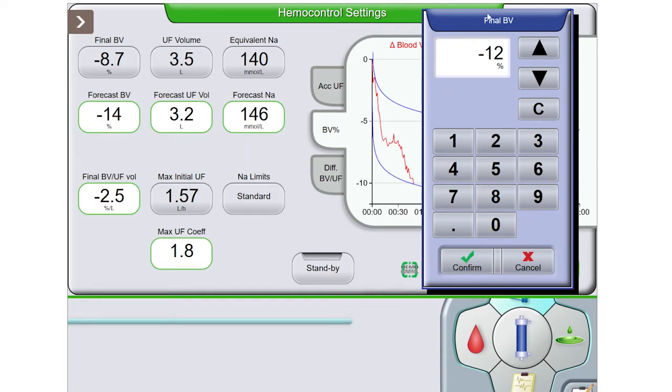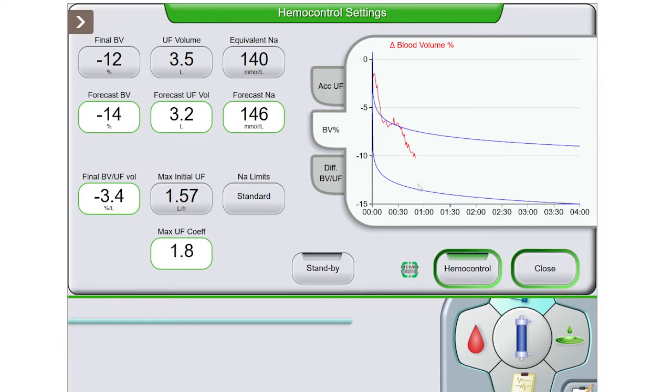So in essence, what we're doing is lowering the predicted final blood volume closer to this, and what you're going to see is the blue parameters are going to drop down, which gives us a lower bottom, which means the machine will not give as many breaks, which given the patient's condition is appropriate. So we're going to hit confirm.